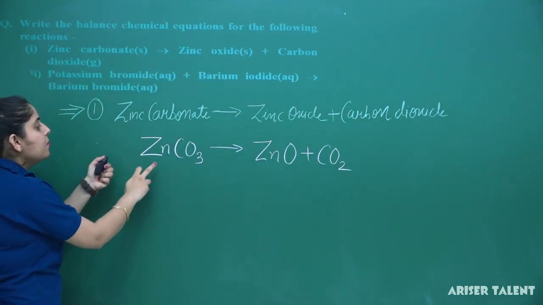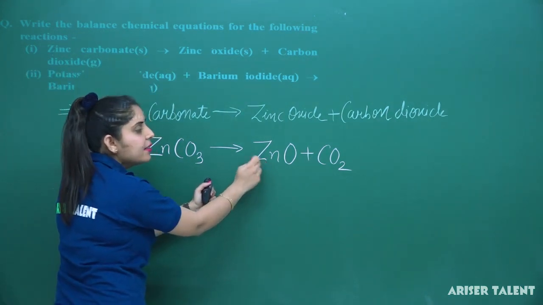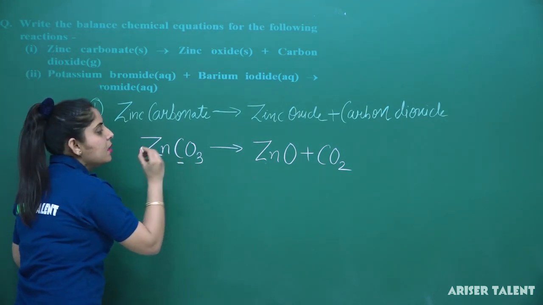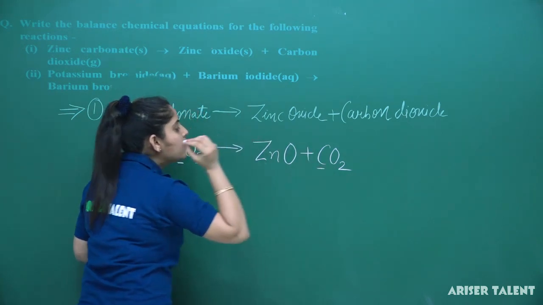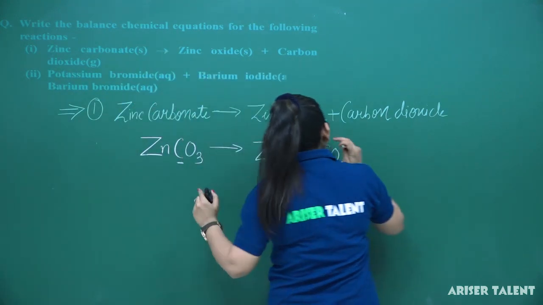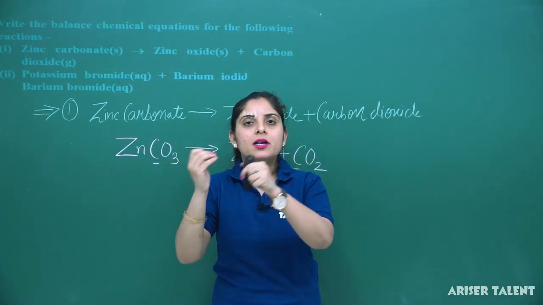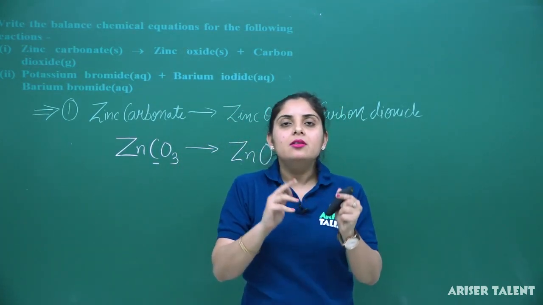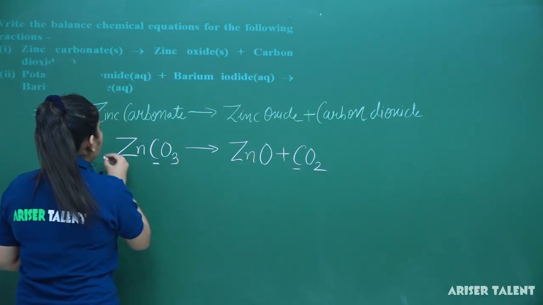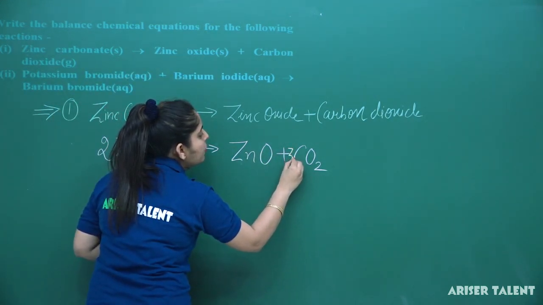Now look here, we have one atom of zinc on the LHS and one zinc on the RHS. The number of carbon atoms in the reactant side is 1, and in the product side is also 1. But the number of oxygen atoms on this side is 3 and on this side is 2. It is not possible to make 3 into 2 or 2 into 3, so we will make both 6. I will write 2 over here, and for balancing this equation I have to put 3 over here.